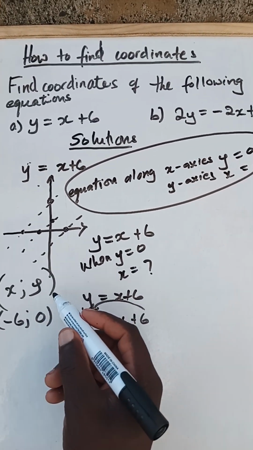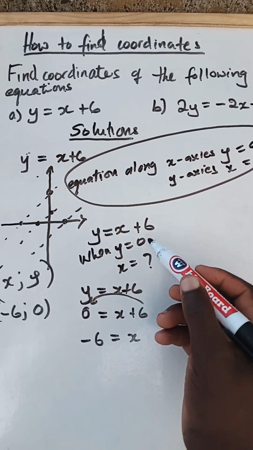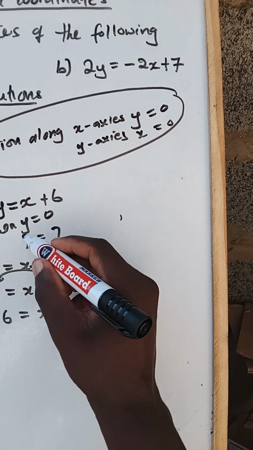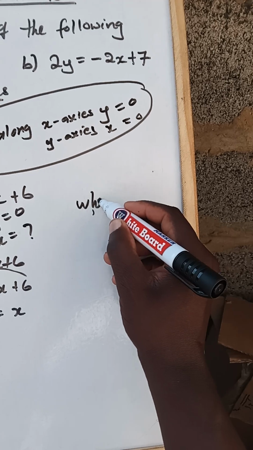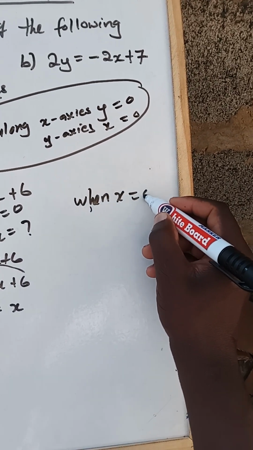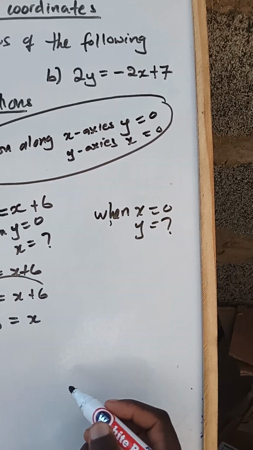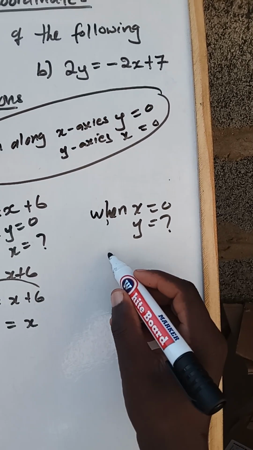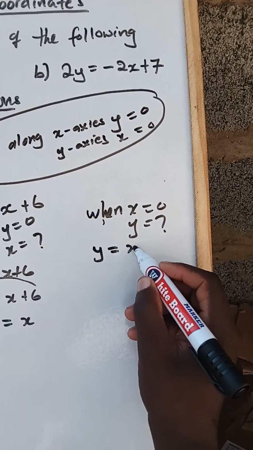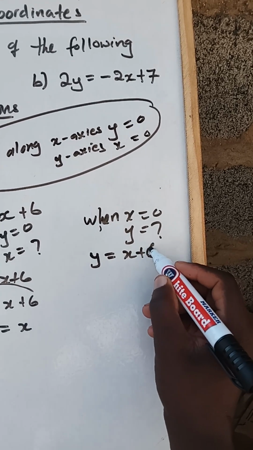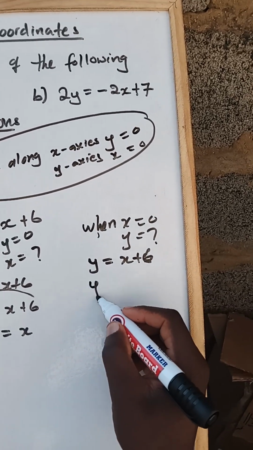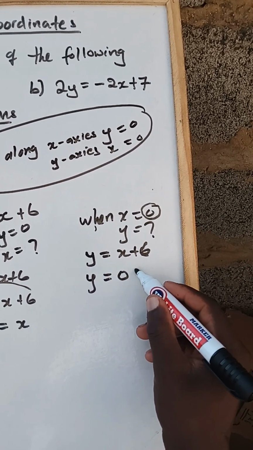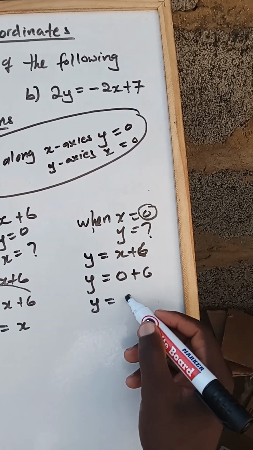Right? Let us find the other coordinate because we want 2 coordinates. We have to do the vice versa here. Here we say when y is 0. So now let's assume that x is equal to 0. And what is the value of y? x is 0. What is the value of y? So the equation says y is equal to x plus 6. We say x in this case should be 0, plus 6. So y is equal to 6.